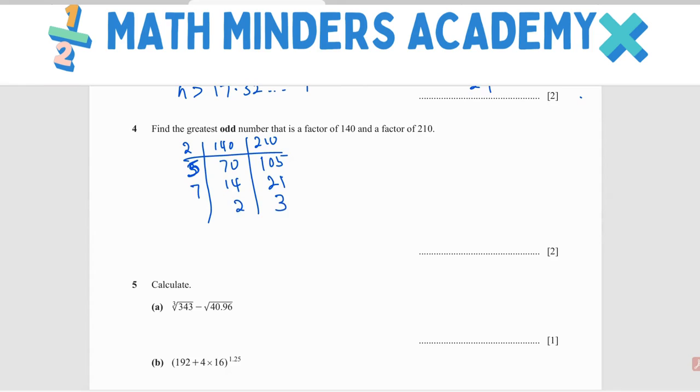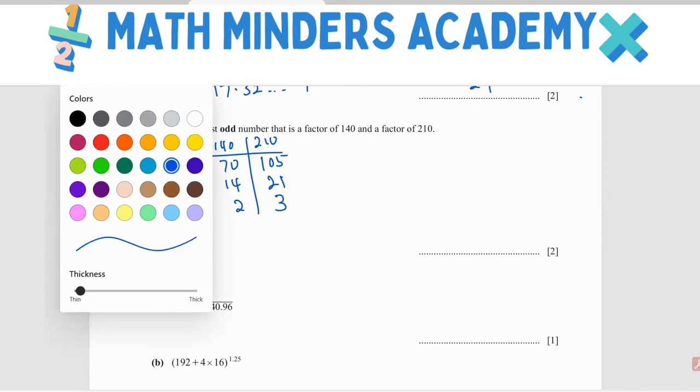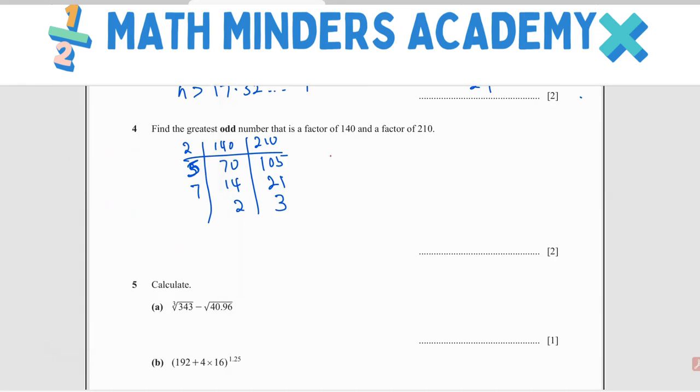Now, there is no number except 1 that is a factor of these two numbers. The only factor here is 1. So since we are talking about the greatest odd, it will be the product of these two numbers here. So the greatest odd number is going to be 5 times 7, which is 35. So this product will be the greatest odd number that can divide 140 and 210 at the same time.